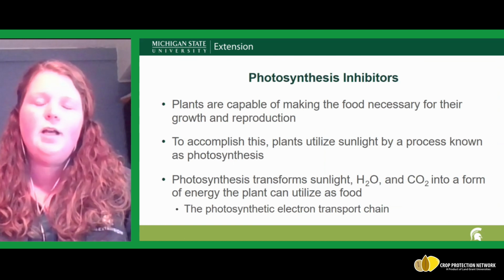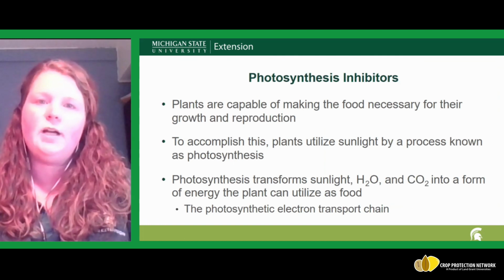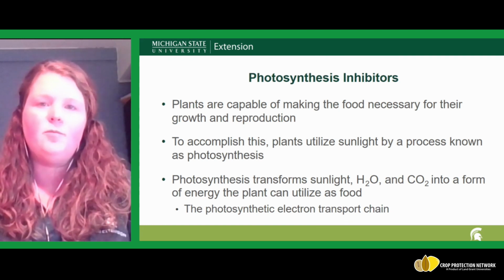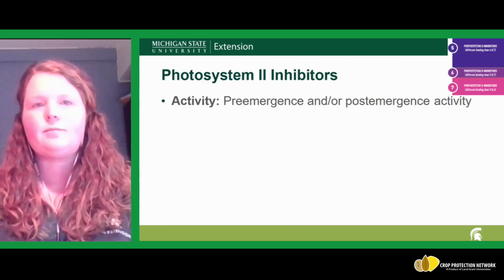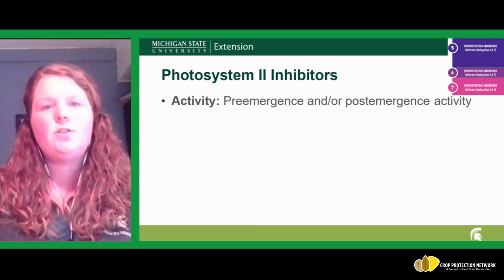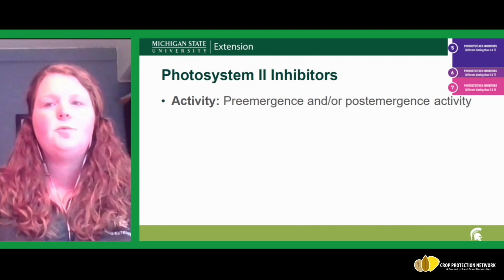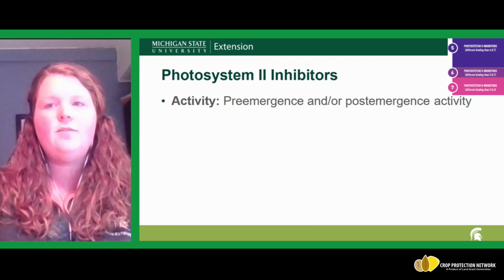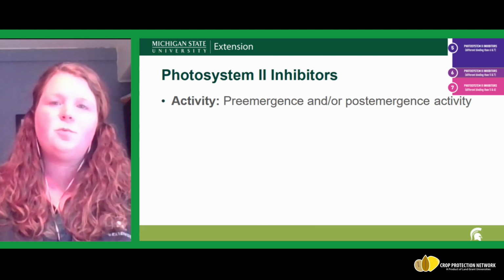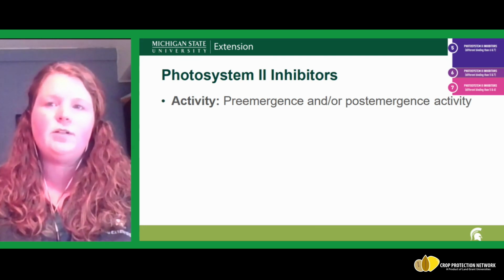And this is a great target for herbicides because that is unique to these plants. So we have a lot of different herbicides that will inhibit photosynthesis. The sites of action that I'm going to cover are photosystem 2 inhibitors. These are groups 5, 6, and 7. And they are very similar to each other, but where they bind within the photosynthetic electron transport chain is slightly different. So that is why they're assigned different group numbers.